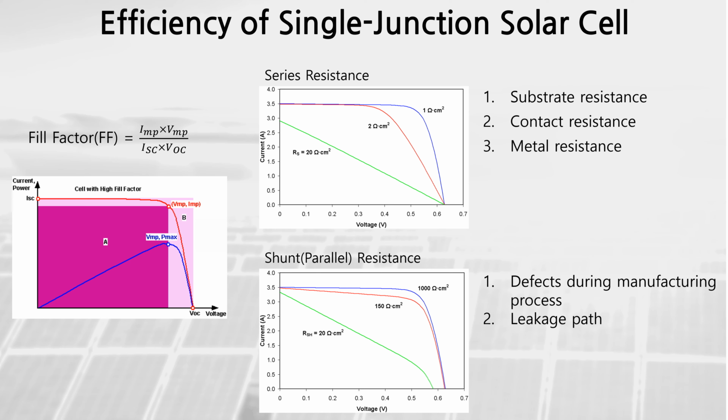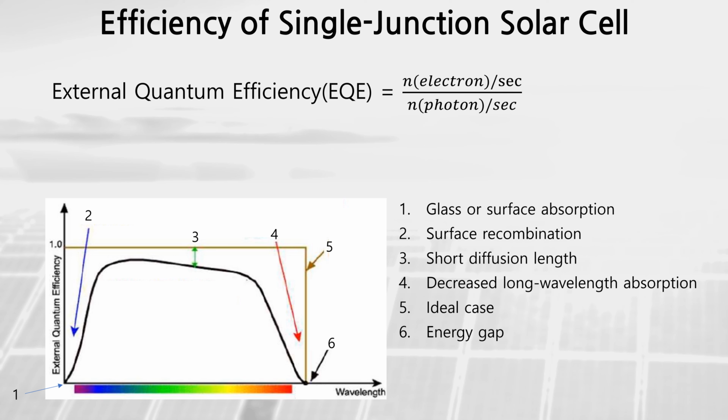Parallel resistance is called shunt resistance and occurs due to defects in the manufacturing process. If a leakage path occurs due to a defect, the parallel resistance decreases and affects FF, lowering the output power. One of the important indicators of solar cell efficiency is quantum efficiency. External quantum efficiency is the number of electrons per second divided by the number of photons per second.